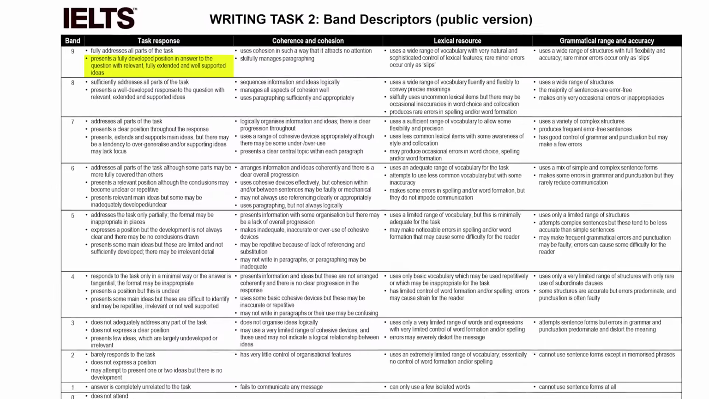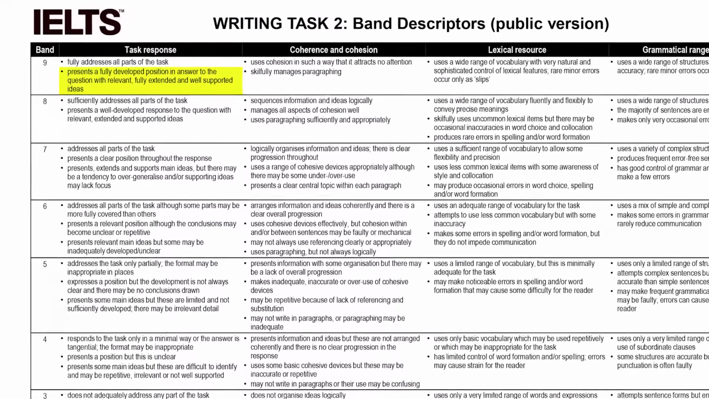In task response, the examiner wants to see if you've answered the question in full and developed your essay with relevant, extended, and supported ideas. Paragraphing and links within and between sentences, which create this logical sequence of ideas, will help you achieve a high score in coherence and cohesion.